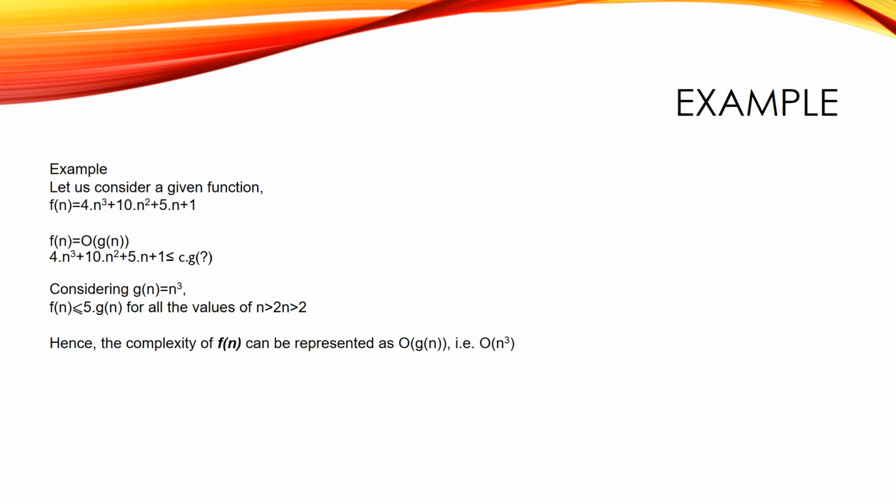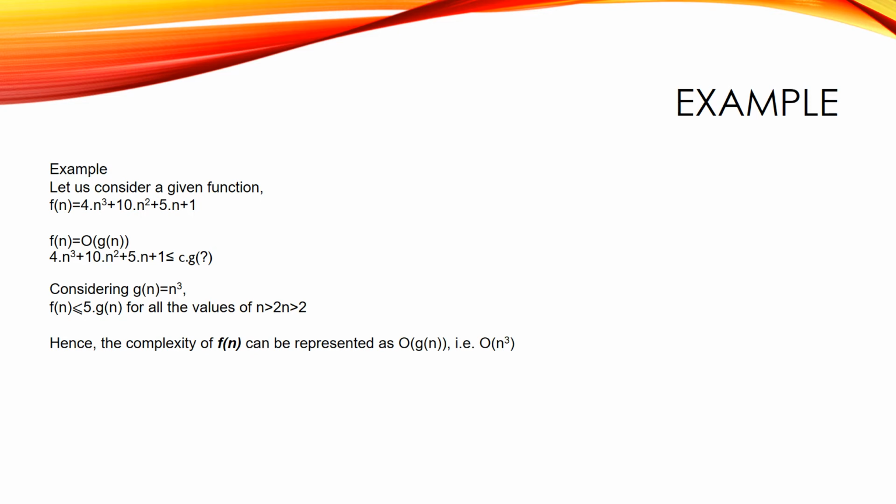Let's say to solve any problem, total time taken was 4n cube plus 10n square plus 5n plus 1. Now I have to represent f(n) in terms of order. So f(n) is equal to order of g(n). The value of f(n) is already known, but the value of g(n) is not known. Now to choose the value of g(n), big O notation always talks about the upper bound or at most value. That is, for completion of any task, max to max how much time is required, that is big O notation.